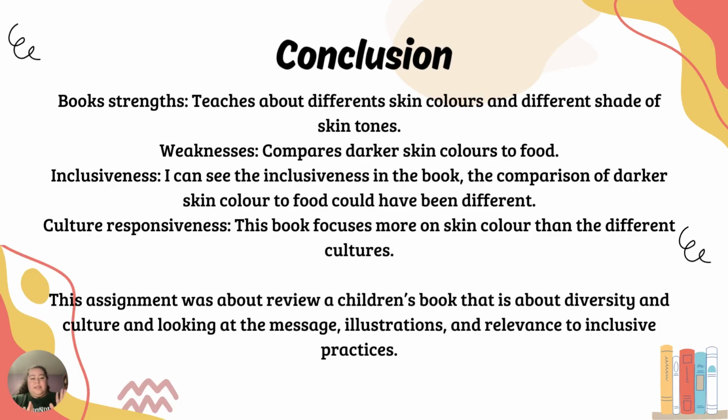To conclude, I think some of the book's strengths are teaching about the different skin colors and the different shades of skin tones that we have. My weaknesses are that it does compare the darker skin colors to food. I can see the inclusiveness in this book, but the comparison of the darker skin to food colors could have been different. Regarding cultural responsiveness, it focuses more on skin color than it does on different cultures. So maybe we could have added that.